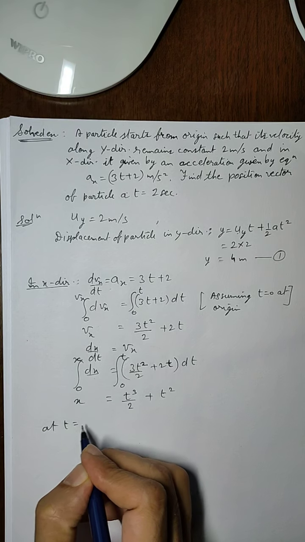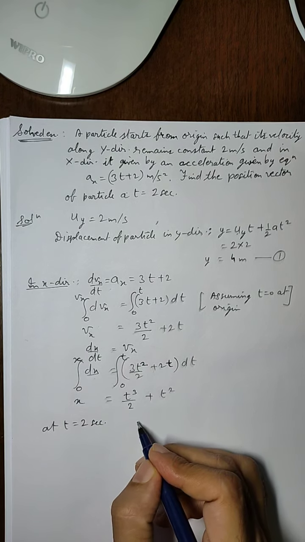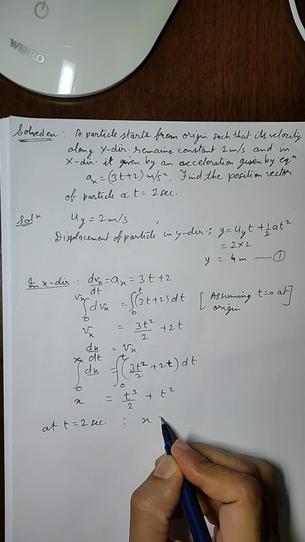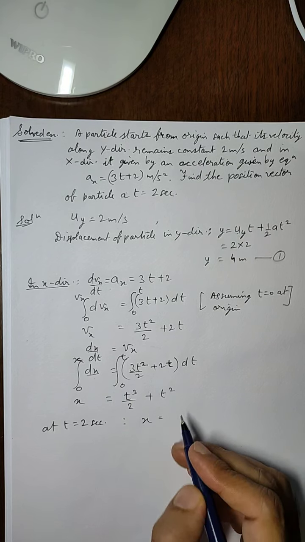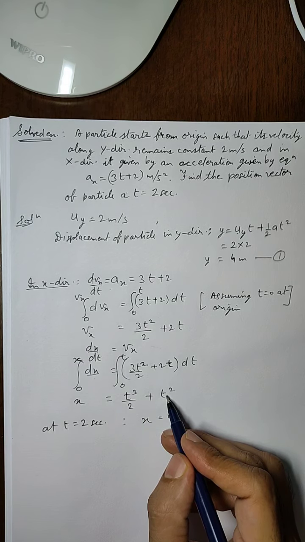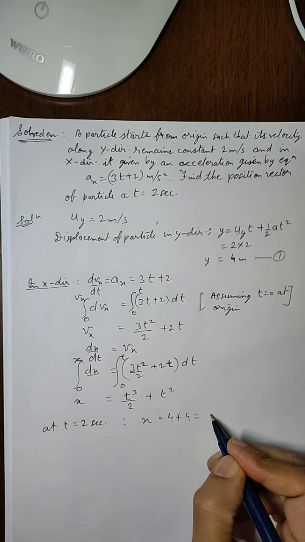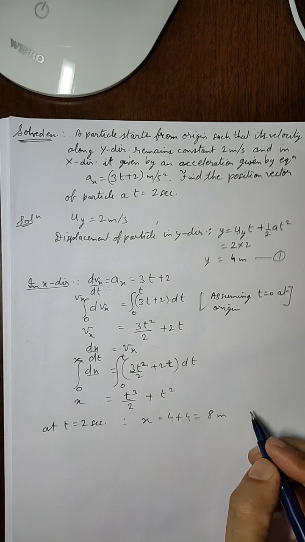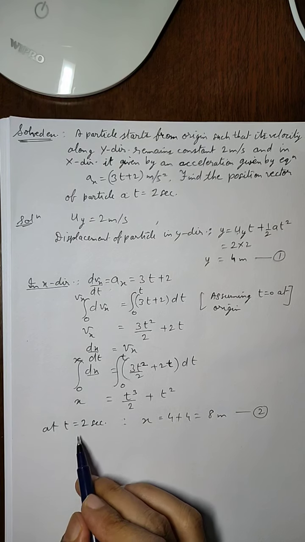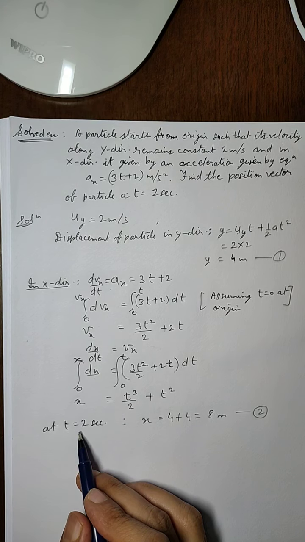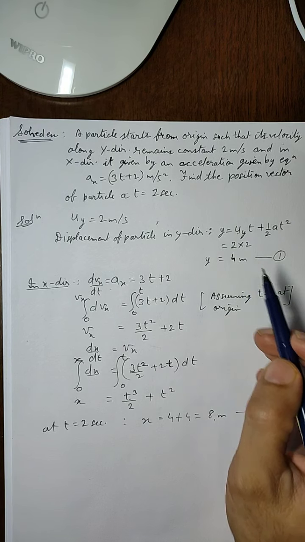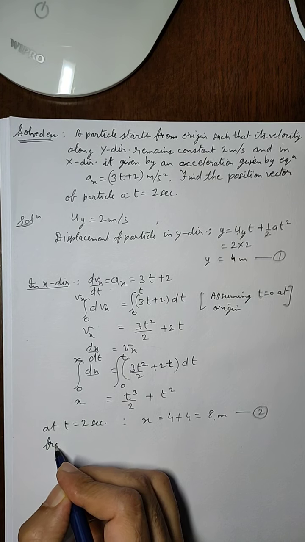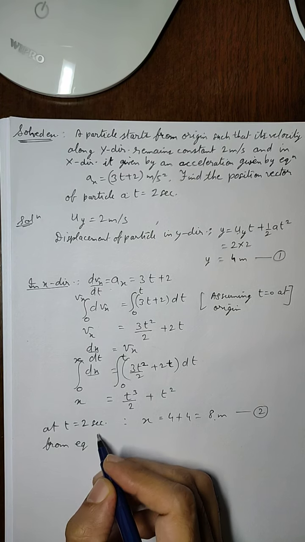Now at t equals 2 seconds, x is equal to, if we put t equals 2 here, it will be 8 by 2, so 4, and it will be 2 square, so it will be 4, so the position will be 8 meter. So at t equals 2 seconds, the position along x-axis is 8 meter and the position along y-axis is 4 meter.